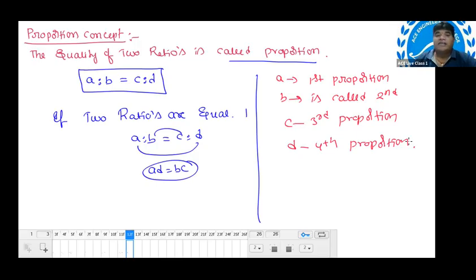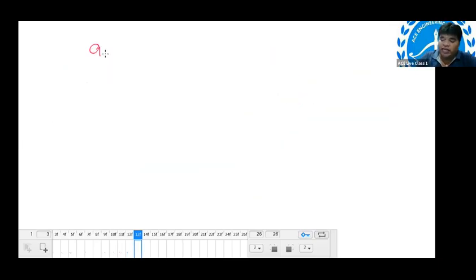Here it depends upon the variables. We are getting the proportion depending upon the variables. In a given question, in a given information, if we have four variables, then we have four proportions.